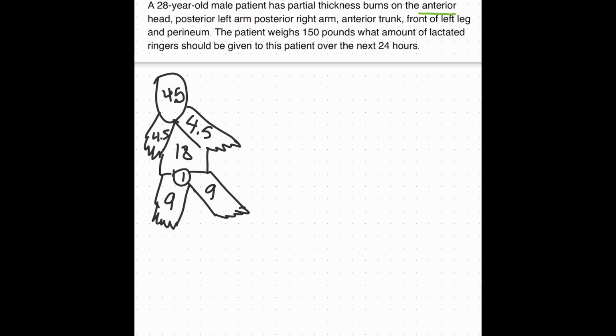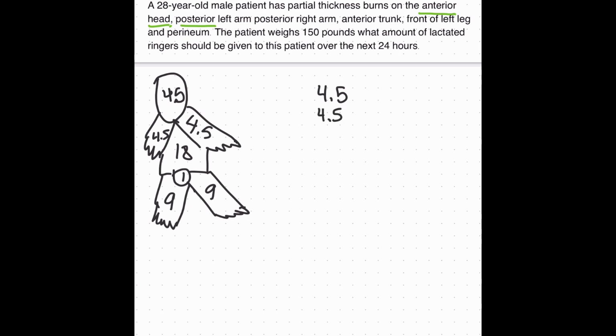The anterior head means just one side of the head, so 4.5% for the anterior head. By the way, did you notice, I didn't even bother to mention 28 years old, male patient, none of that matters. Posterior left arm just means one side of the arm, so 4.5% for one side of the left arm.